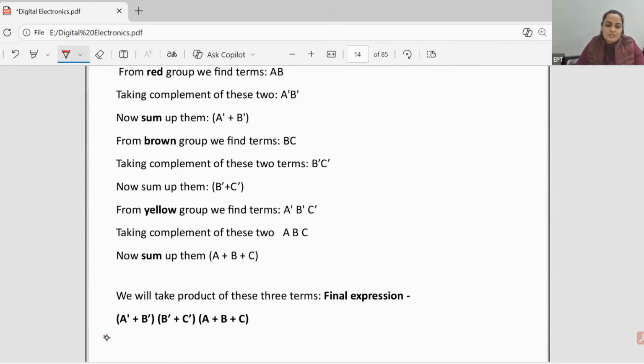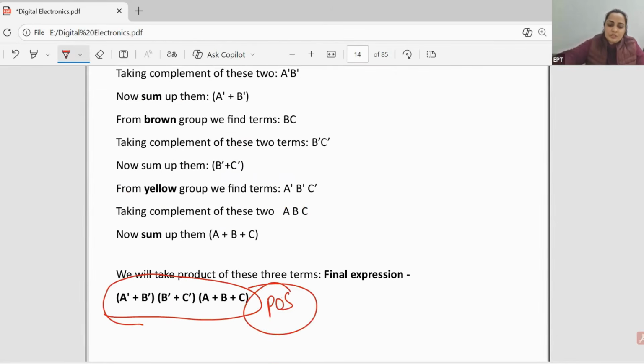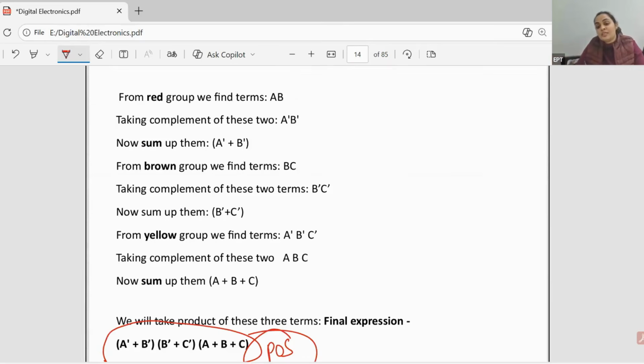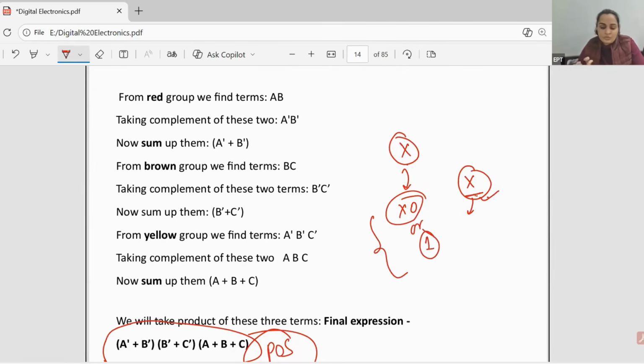Okay, this is the answer, right? It is in POS form. Okay, students, here you can see in all the examples don't care is not there, right? But in a K-map, if don't care is given to you, then it's your choice. If, taking the help of don't care, you manage to get an octet or quad, then you can consider that x. The meaning of don't care is that you can consider x as a 0 or you can consider x as a 1. It's the user's choice only, right?